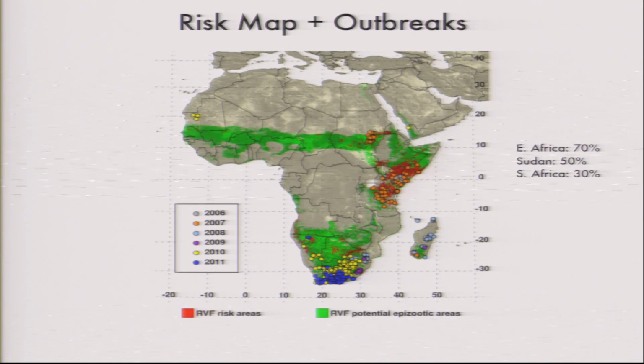If we consider the performance of the model, what we found from the analysis is that in about 70% of the cases, the areas we had mapped to be at risk had an outbreak occur in terms of case reporting. For East Africa, it's 70%. For Sudan in the north, it was about 50%. For Southern Africa, we had a lower performance of about 30%.